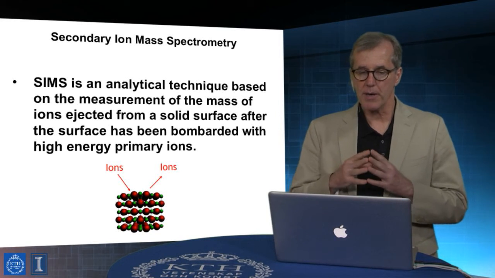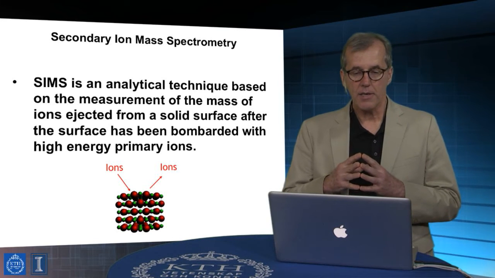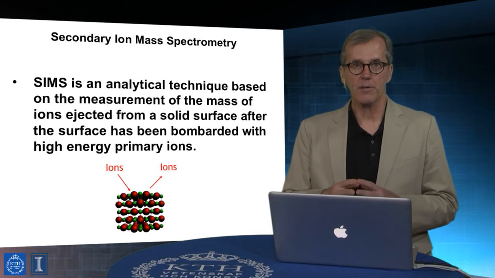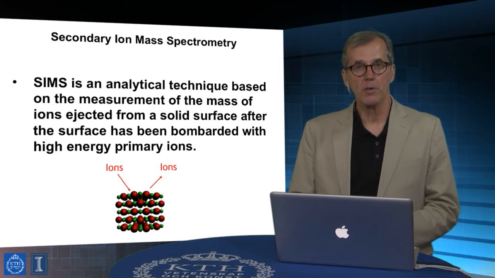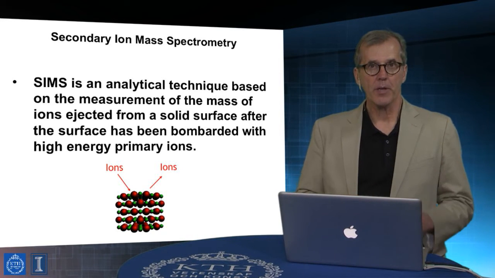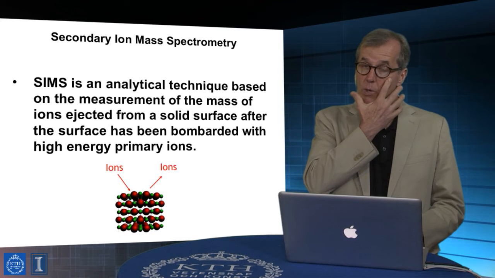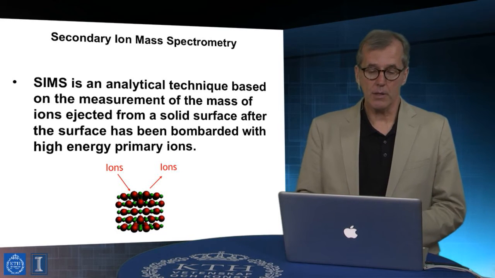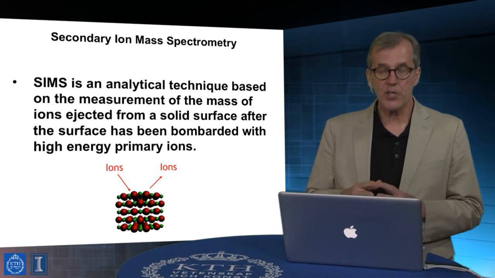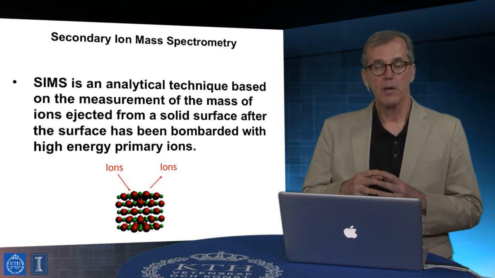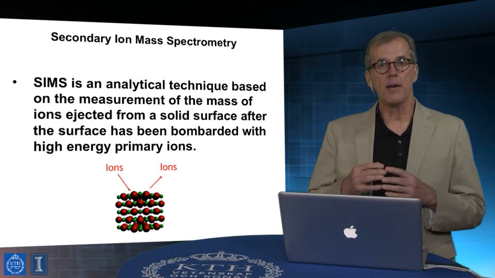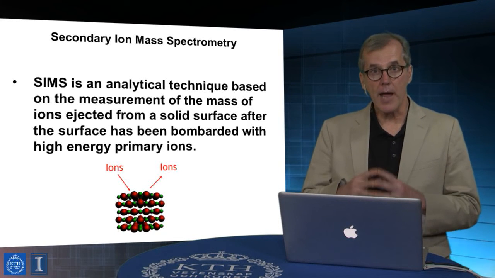The technique I'm talking about here today is secondary ion mass spectrometry. Mass spectrometry is, of course, a technique in which we measure the mass-to-charge ratio of an ion. And from that, we can determine information related to its chemical and compositional nature. SIMS is a technique that generates its ion flux based on the impingement on a sample of an ion beam.